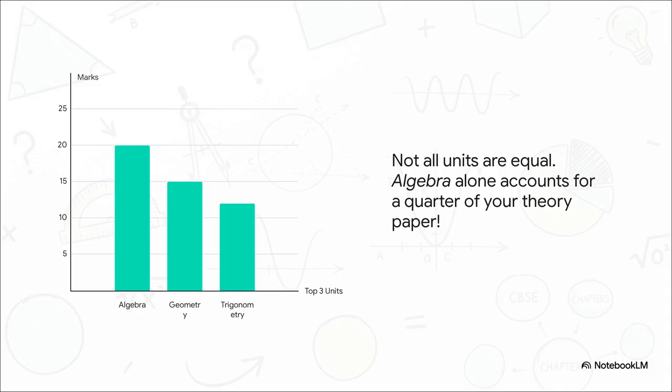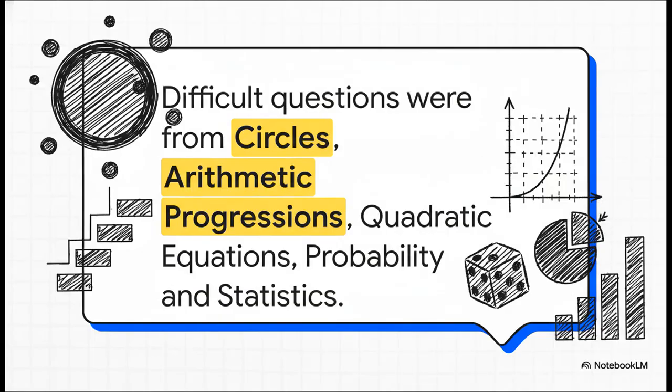Geometry and trigonometry are right behind it. So, your number 1 mission? You have to get comfortable with these big 3. And hey, here's a little pro tip, coming from expert analysis of the standard paper. If you're aiming for those top scores, be ready for some tough questions from these specific chapters: circles, arithmetic progressions, quadratic equations, and even probability and statistics. Listen up, because this is gold for your revision.